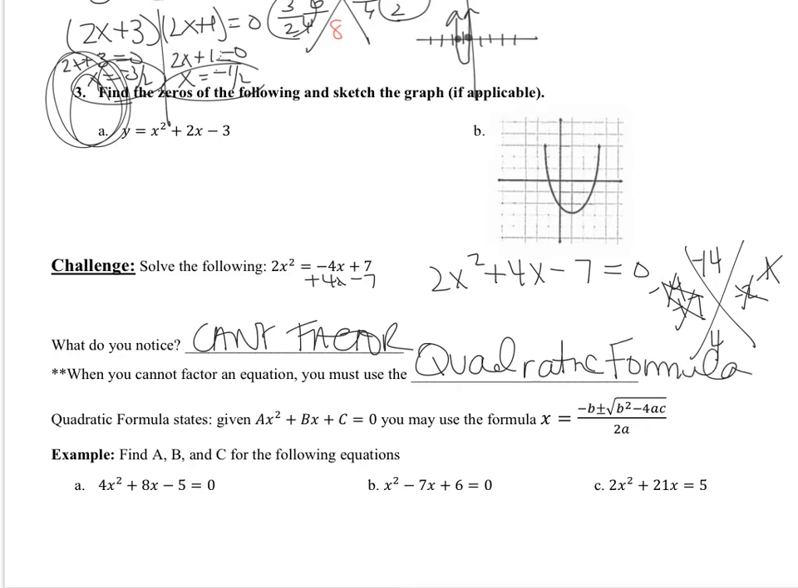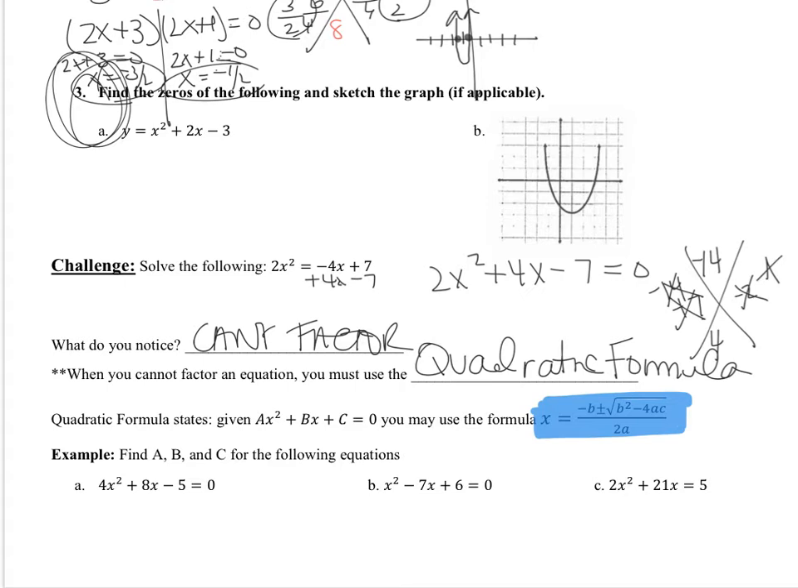The quadratic formula is a formula derived to solve any quadratic equation that cannot be factored. If you look at this equation, I couldn't factor it, so I have to use what's called the quadratic formula. The quadratic formula states, given ax squared plus bx plus c equals 0, you may use this formula right here. Notice this formula is the ugliest formula you have ever seen. It's alright because it's not hard. It just takes a little bit of time, and that's it.